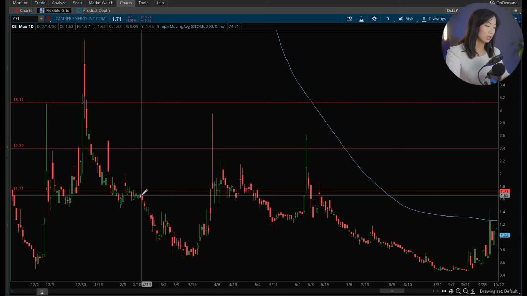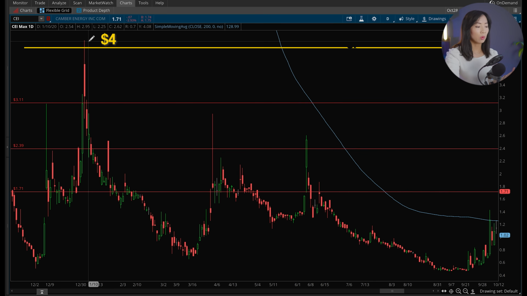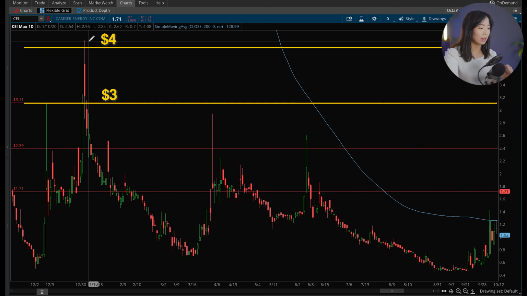Now, the other side would be resistance. Resistance levels are the areas where people came in to sell the stock. So this will be the opposite of support. So you can see that for the same example, CEI, let's say I bought the stock at 170. In the past, when the stock ran up to $3.10 or all the way up here around $4, that's where everyone sold the stock. So myself included, if I see that there's resistance at $3, I would also probably sell.